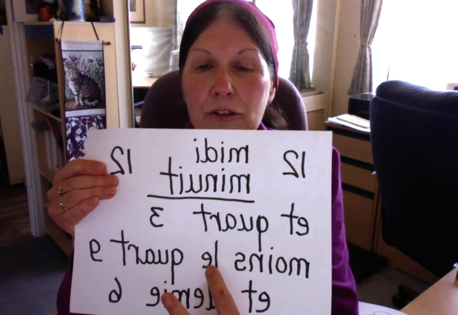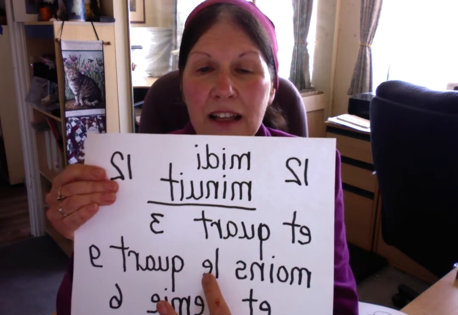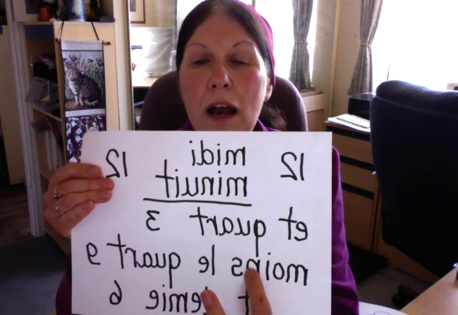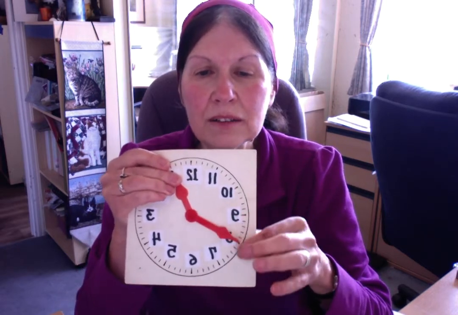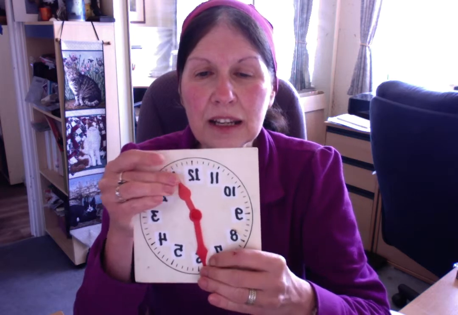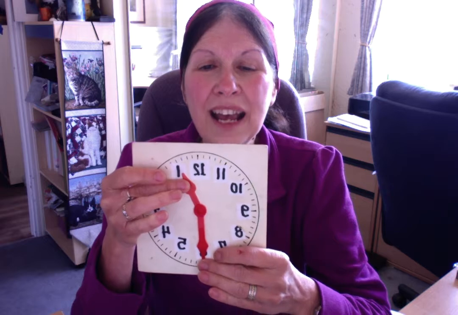Yes, we need to add the le. They cannot stay straight in French. So moins le quart when the big hand is at 9. Moins le quart, and we continue the story. Moins 20, and moins 25. And when we get back here, we are at une heure et demie. Une heure et demie.